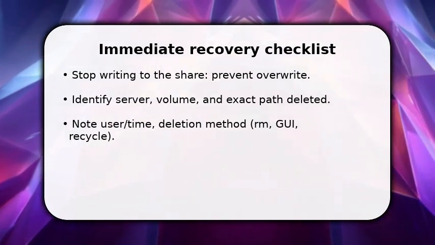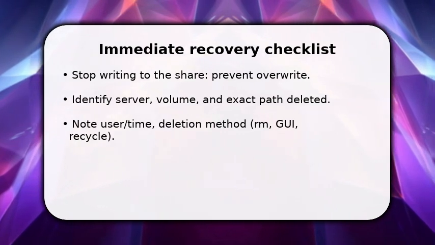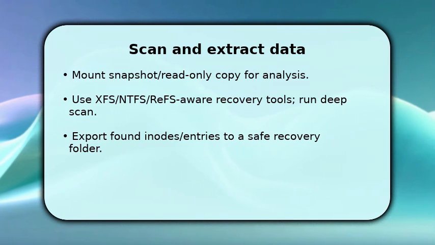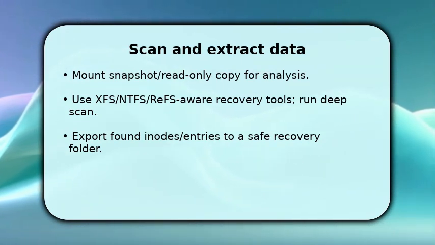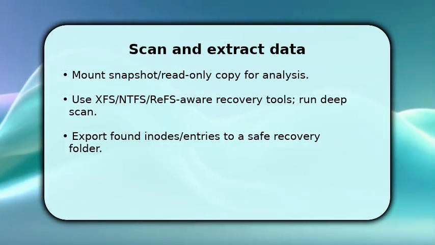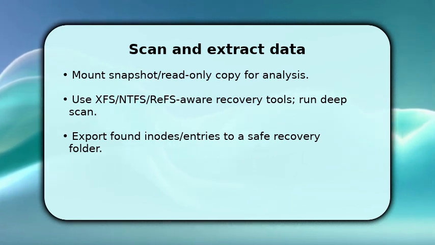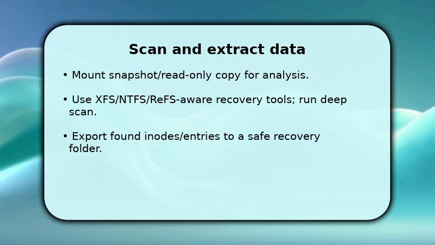With a read-only image or snapshot ready, run a file system-aware scan tailored to XFS, NTFS, ReFS, or Ext variants so you preserve metadata. Use tools like NTFS Undelete, TestDisk, or vendor-specific utilities. Choose deep scans when metadata is missing, and filter results by file name patterns, size, and timestamps.